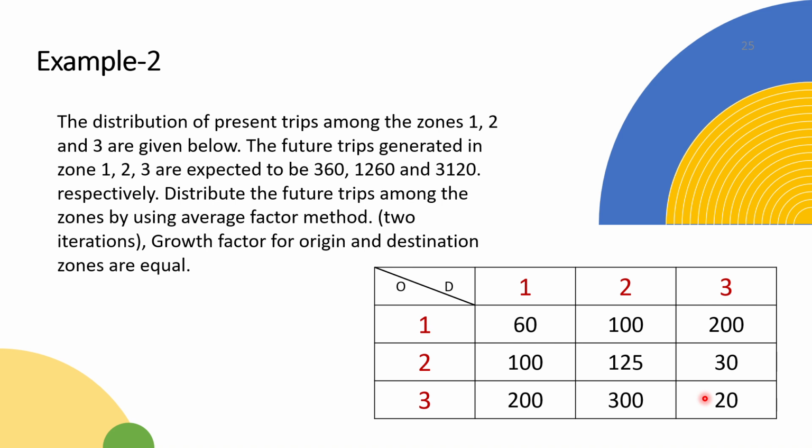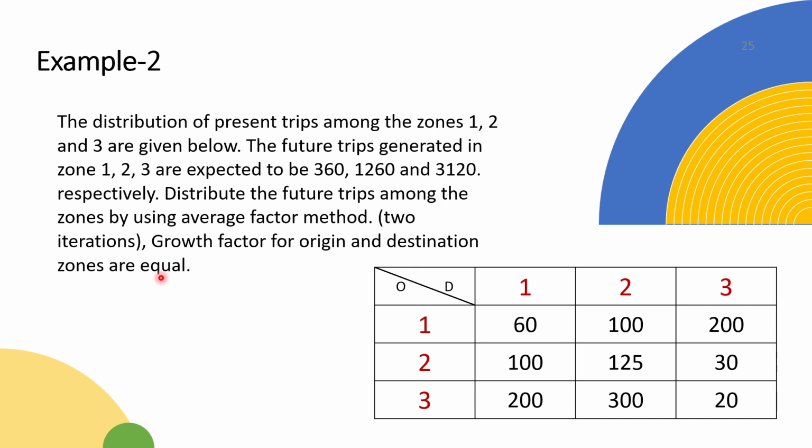Let's see another problem. In this particular problem, the distribution of present trips among zones 1, 2, 3 is given. Future trips for zones 1, 2 and 3 are expected to be 360, 1260, 3120. Distribute the future trips among zones using the average factor method, with 2 iterations, meaning we have to do it twice. Growth factors for origin and destination zones are equal. So let's see how to do it.